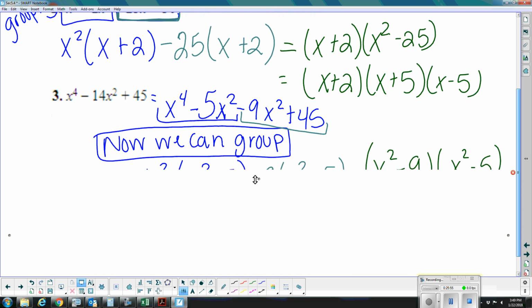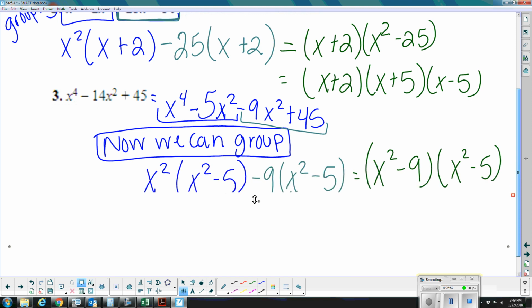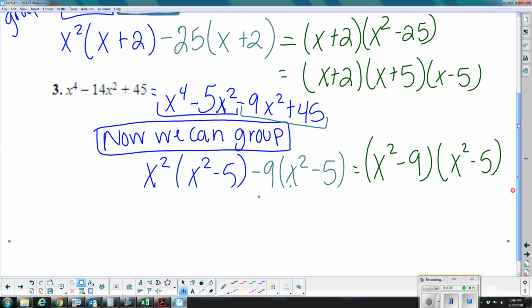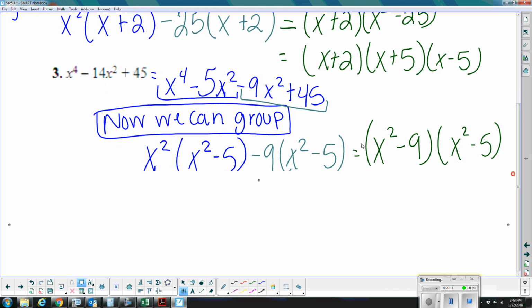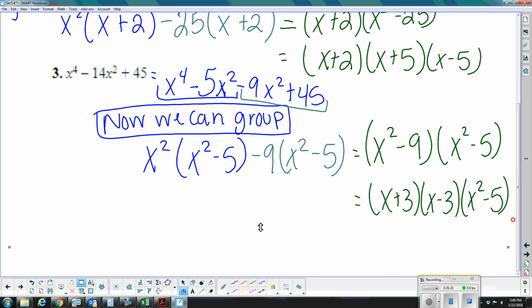So once you have terms in an order which allows you to group, you can factor out an x squared from the first two terms and a negative 9 from the second two terms. And notice that once you factor, you get x squared minus 9 times x squared minus 5. x squared minus 9 is the difference of two perfect squares, so you can factor that. So factored completely is x plus 3 times x minus 3 times x squared minus 5.